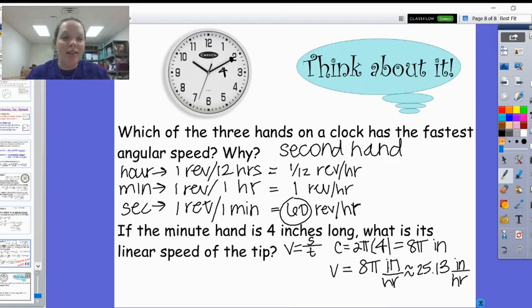And that is the end of linear and angular speed. So now you can try the problems on your Intro to Trig worksheet. Thank you guys for listening.